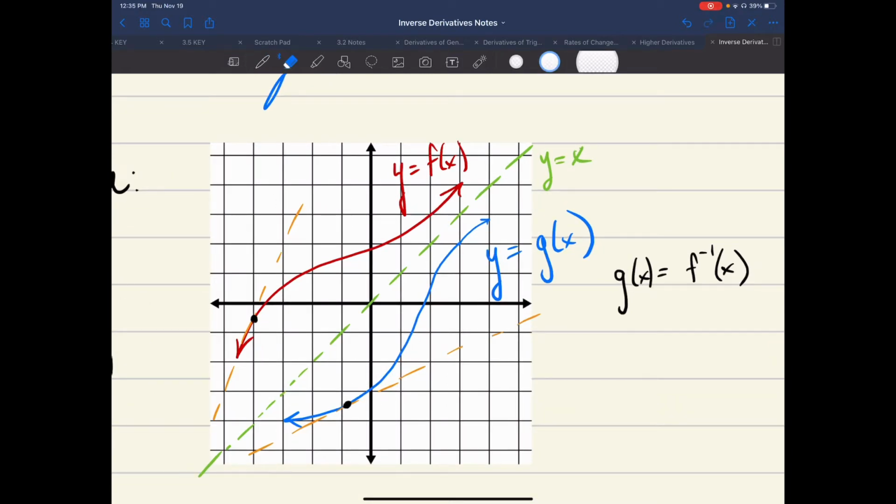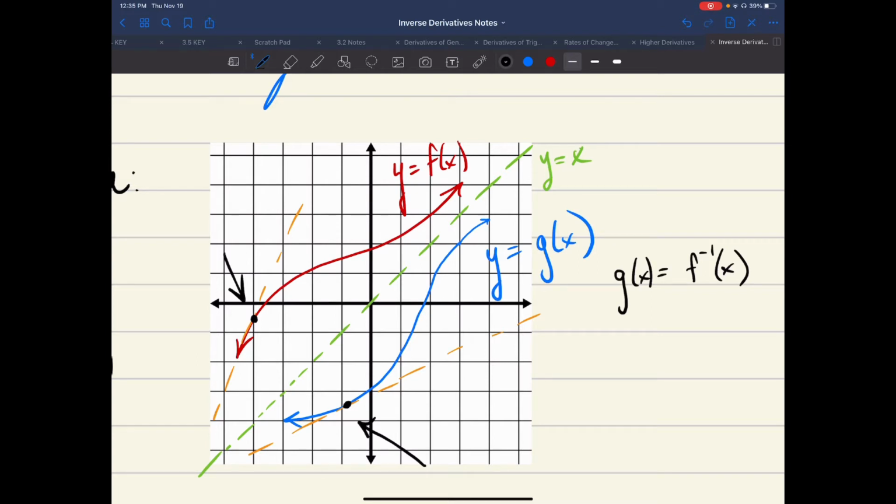For the derivative of an inverse function, if you look at these two points I highlighted right here and here, you can see that the orange dashed line represents the tangent line at those points. What is different and what's the same is that the slope is still positive, but it is the reciprocal slope.